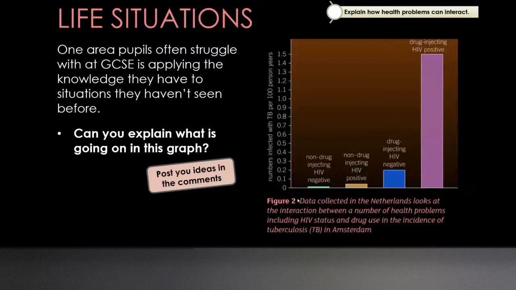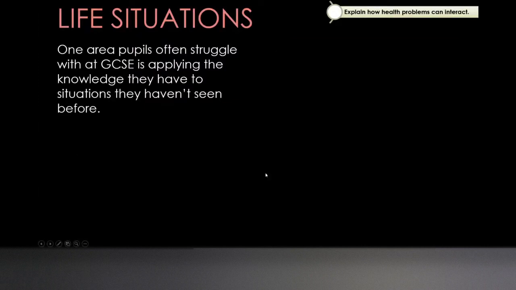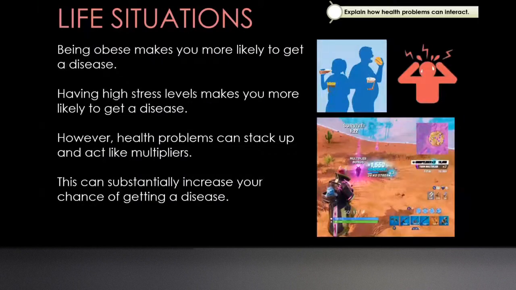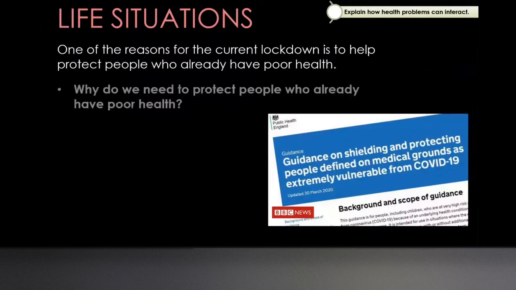And it comes back to what we were talking about earlier on. If I come back to here, it's these multipliers. You can imagine you've got someone, in this particular case, who's obese and has high stress levels. In the example I just gave you, you've got someone who's HIV positive and injects drugs. So they have 2 different things going on, and those health problems stack up and act like multipliers. Their chance of getting a particular illness is increased substantially. So there's a big increase in the chance that they're going to then contract something else.